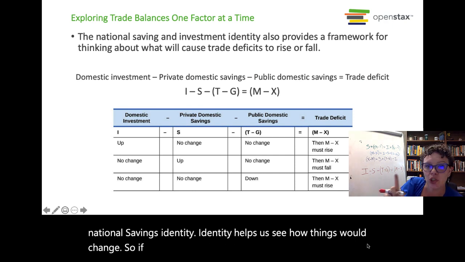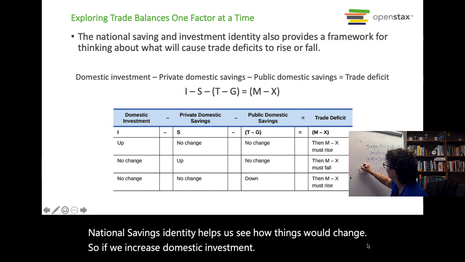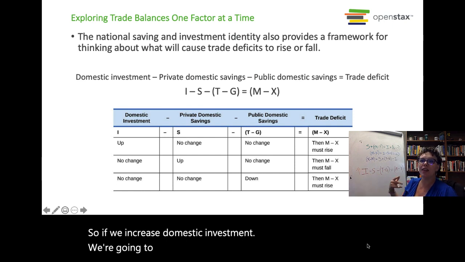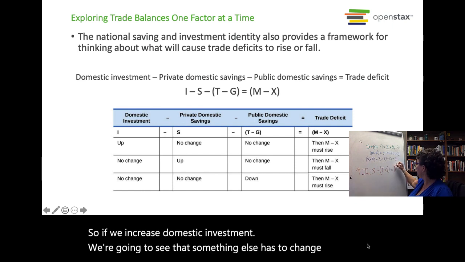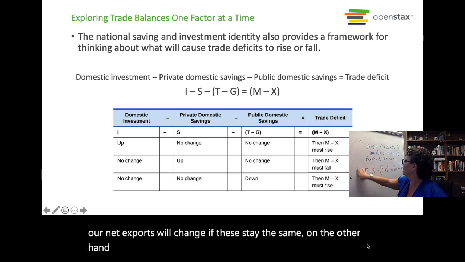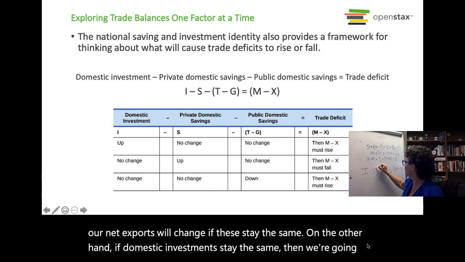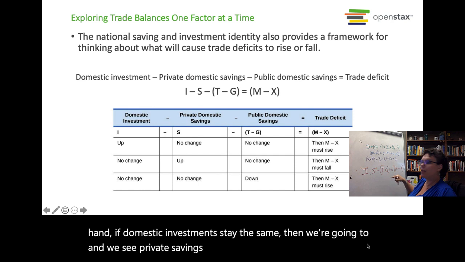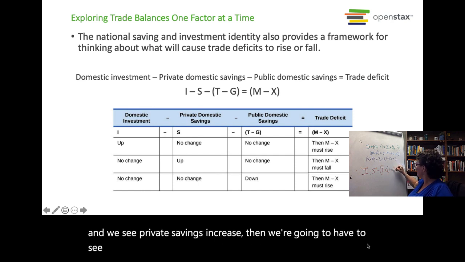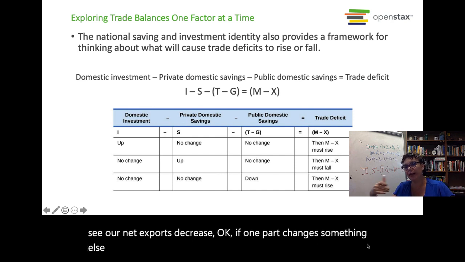So if we increase domestic investment, we're going to see that something else has to change. Probably our net exports will change if these stay the same. On the other hand, if domestic investment stays the same and we see private savings increase, then we're going to have to see our net exports decrease, okay? If one part changes, something else has to change too to compensate so that it can stay balanced.